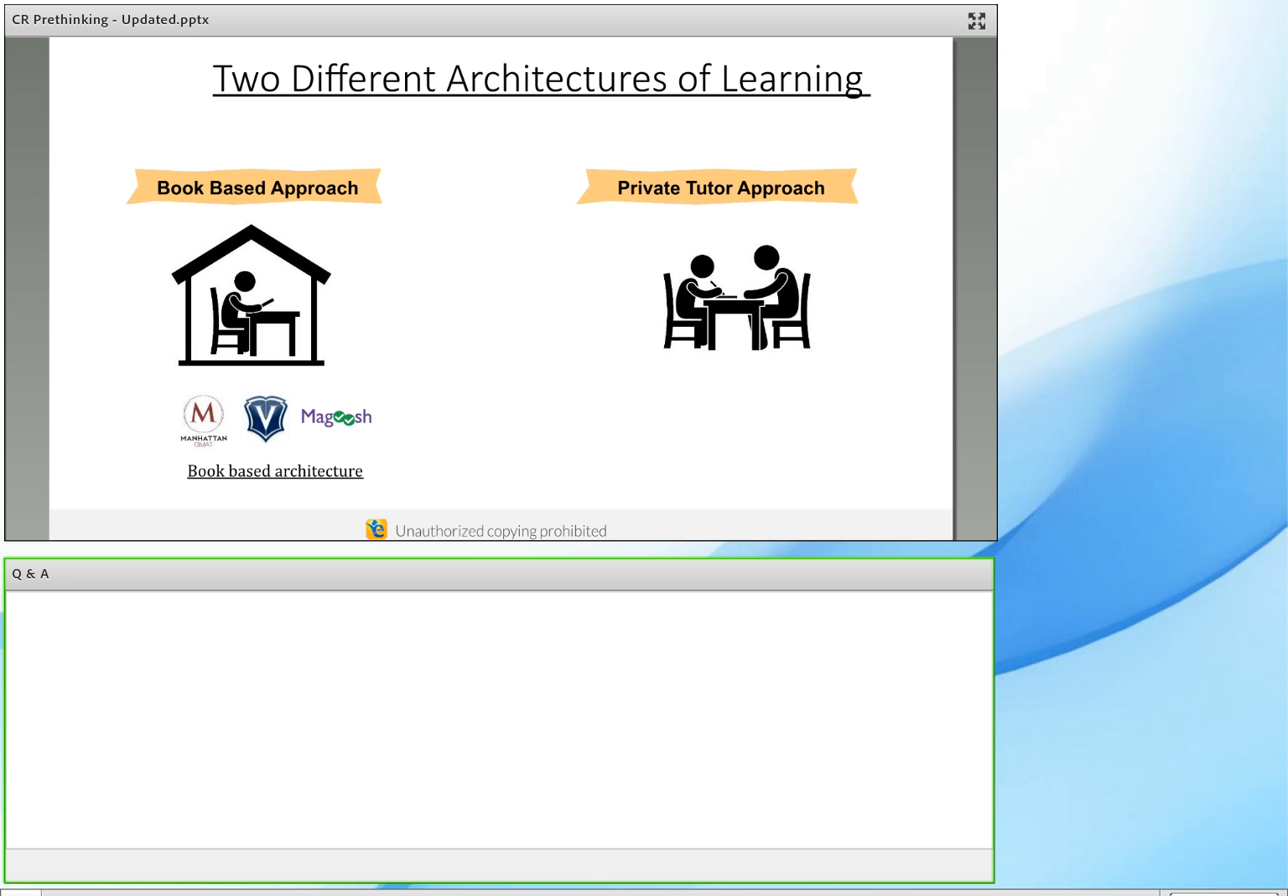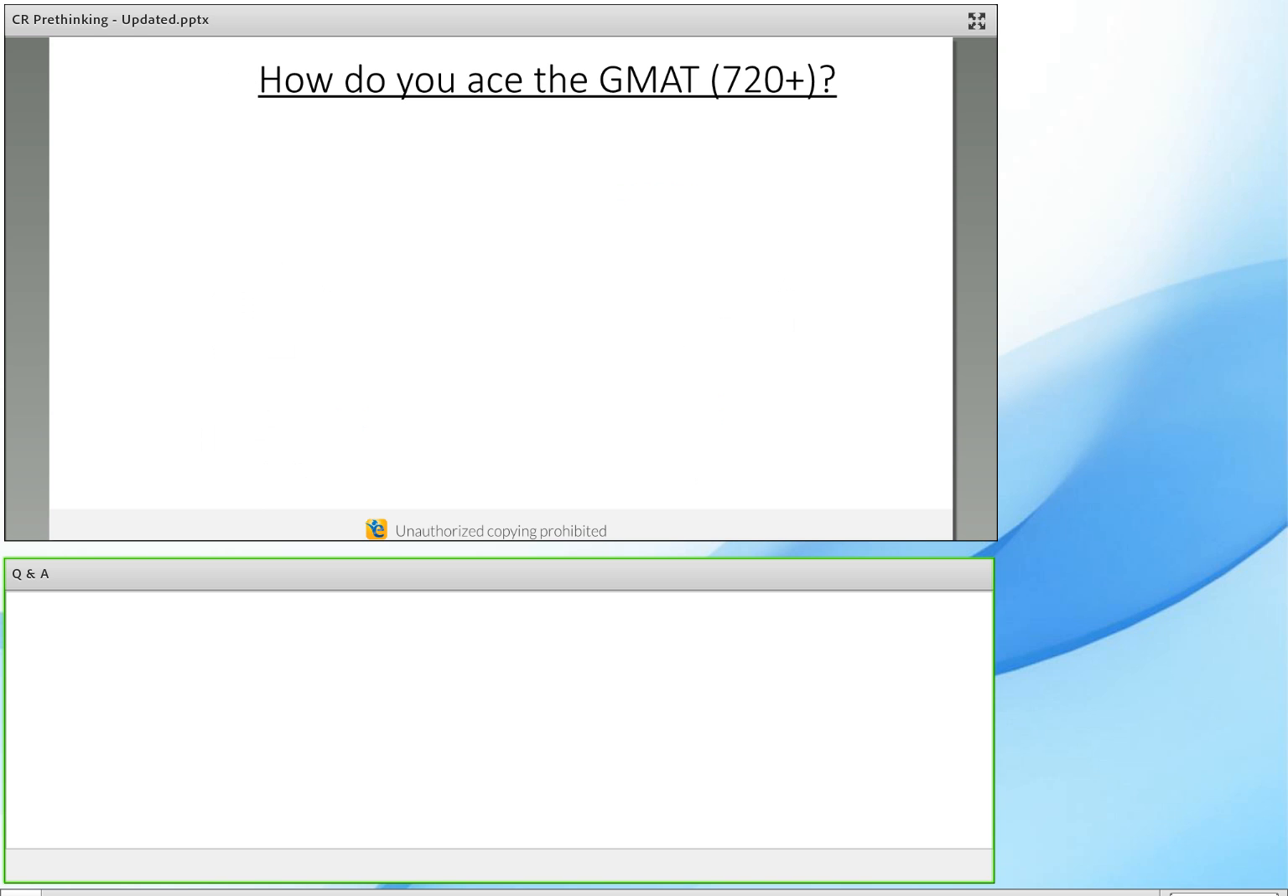When you map most of the GMAT prep courses out there, whether they provide audiovisual instruction, or quizzes and exercises, what you're going to find is that even though they provide all of those things, their core architecture is a book-based architecture. When you map e-GMAT to one of these two architectures, you're going to find that e-GMAT's much more closely aligned with the private tutoring architecture.